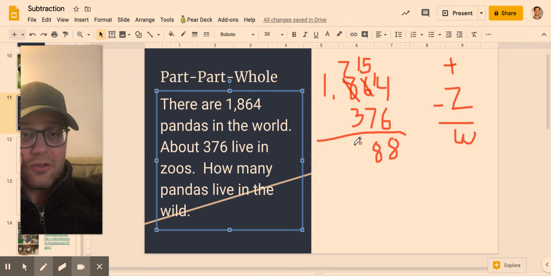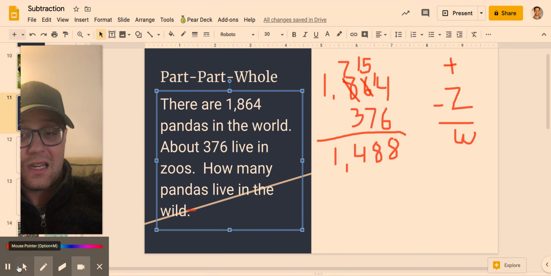700 minus 300, 400. And 1,000 minus 1,000, zero. 1,488 pandas in the wild. That's it. That's not enough pandas.